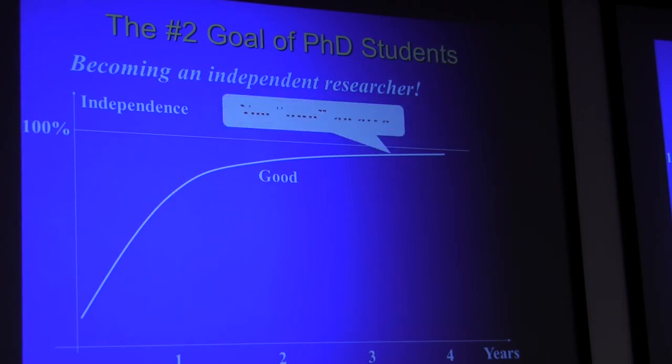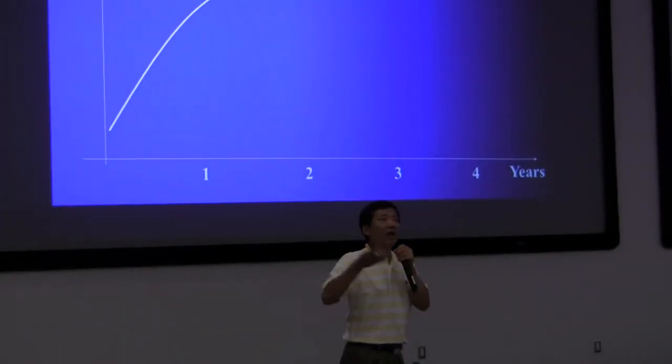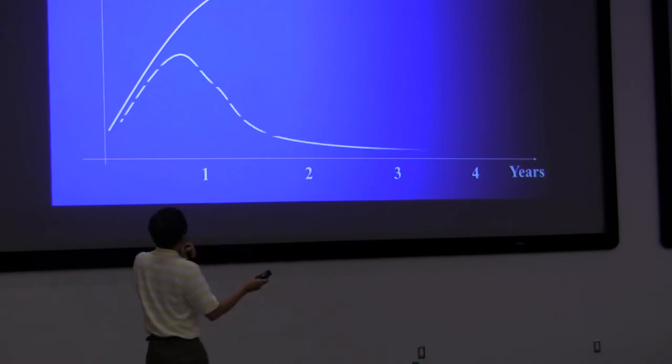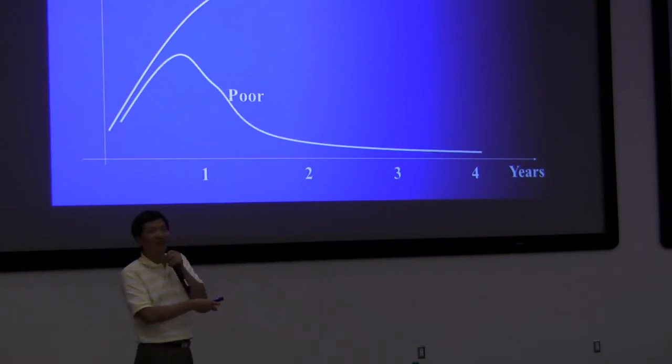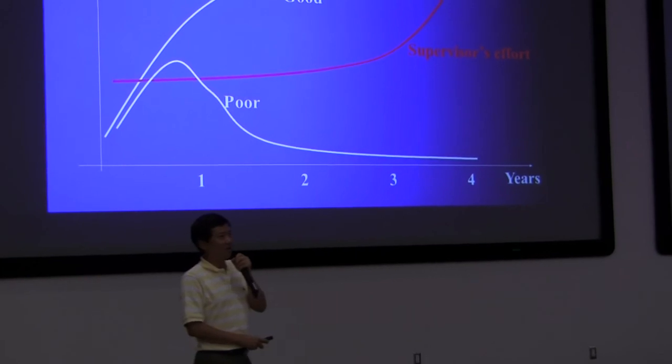And then usually, at the end of your PhD study, you can say you own the area. That is your work. Usually, when my students publish papers, they are always the first authors. They own the work, and they can carry on this work in the future. Now, this is great, but we don't want to see this happen. And if this does happen, your supervisor's effort and maybe mental health will be like this.